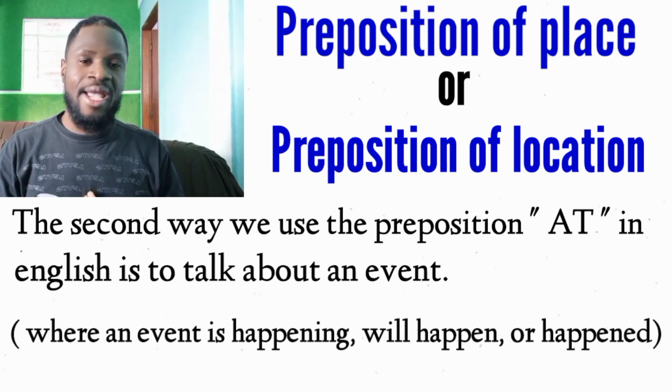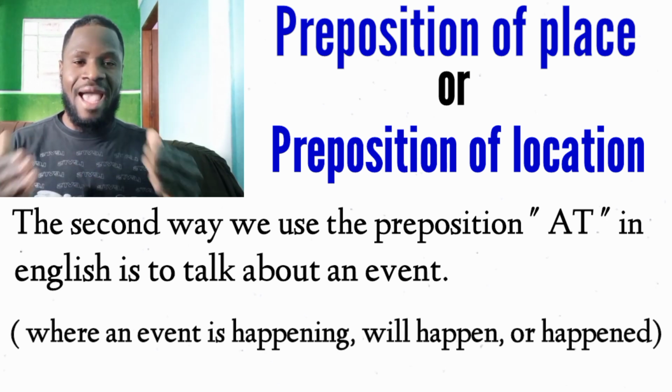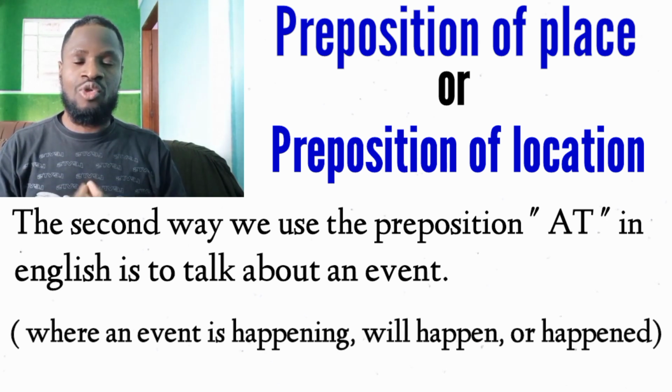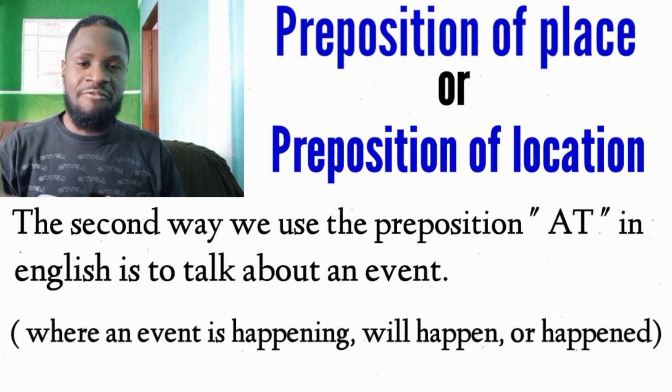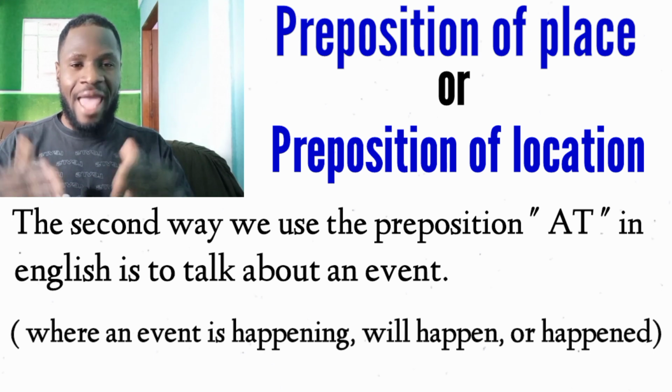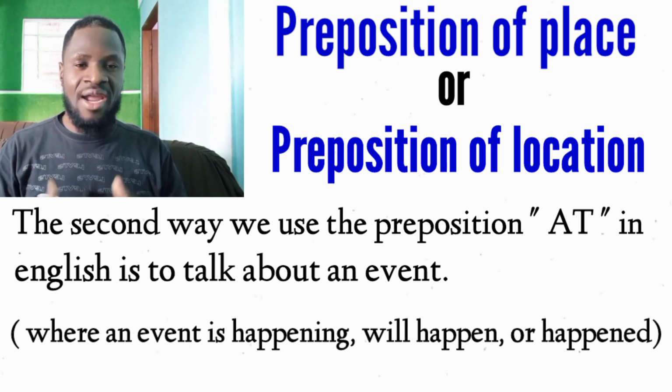The second way we use the preposition at in English is to talk about where an event is happening, where an event will happen, or where an event happened.